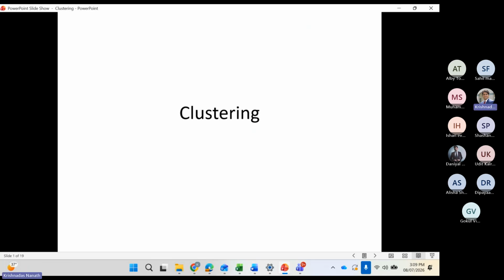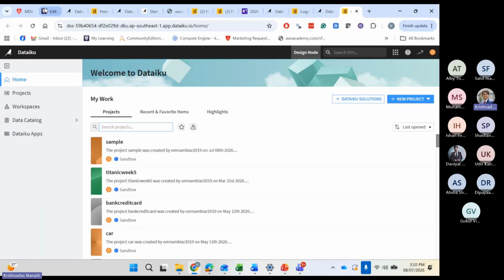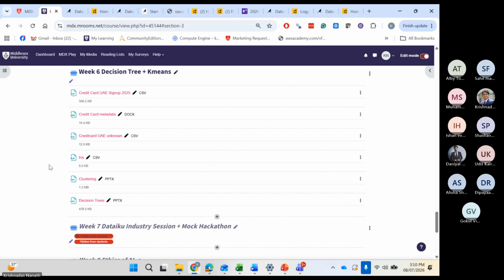Just before I explain what the new algorithm is that we are going to do and what it does, maybe we can just get ready for Data IQ. So I want you to download one file. You will see a folder, which is decision tree plus k means, and the file I'm referring to is iris. You would see an iris CSV file. So please download that, keep it ready. You can even open it in Excel and see what is inside.